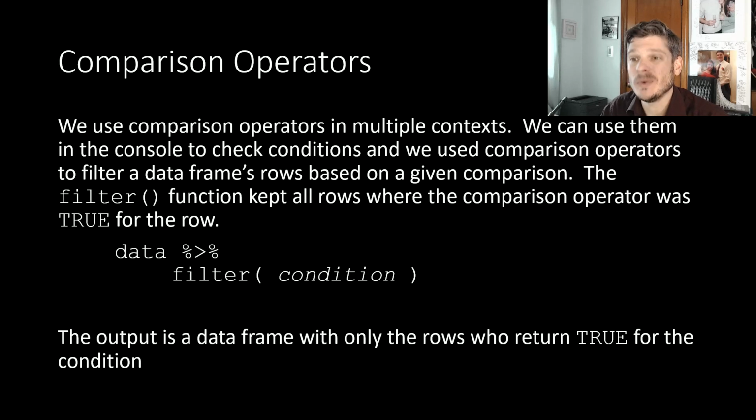Now, we've used these in different contexts, so we can use these in the console just to check certain conditions. Most of the time we've used them as the conditions in our filter function, where the filter function runs through every row and runs the comparison operator. If it's true, we keep that row, and if it's false, we reject that row. So it's actually doing that control flow and that comparison for us. If it evaluates to true, keep the row. If it evaluates to false, get rid of the row.